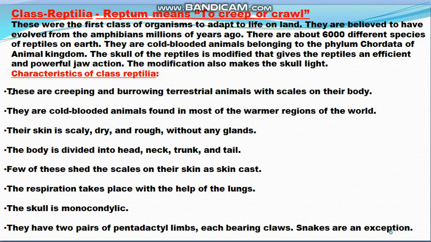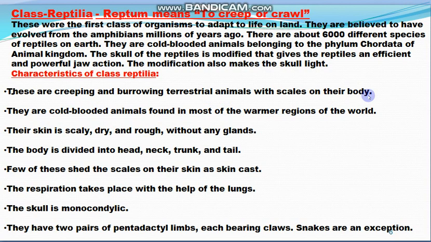They were very large in size and were collectively known as dinosaurs. Dinosaurs became extinct about 65 million years ago, and the present-day reptiles are the lizards, snakes, and crocodiles. And what are its characters? These are creeping or burrowing terrestrial animals with scales on their body.